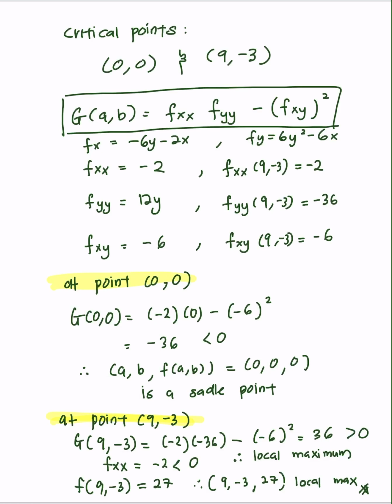Alright, so we have these 2 points, (0, 0) and (9, -3), which are critical points, and we check whether they are local maximum, local minimum, or saddle point. So this is our conclusion. At point (0, 0) it is a saddle point, and at point (9, -3) it is a local maximum.